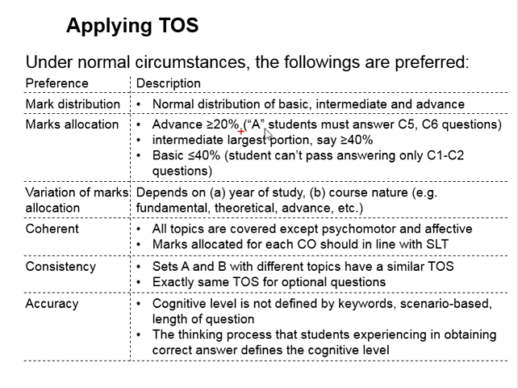Second, for the intermediate, which is C3 and C4, normally we would like it to have the largest portion of all. Let's say now it should be more than 40 marks. As for the basic, normally we will recommend that C1 to C2 questions shouldn't be more than 40 marks.